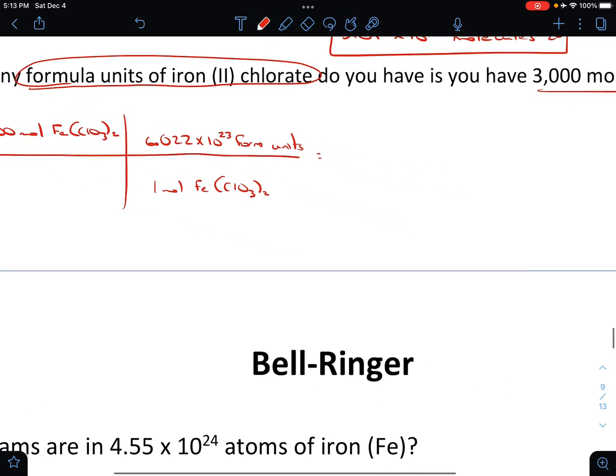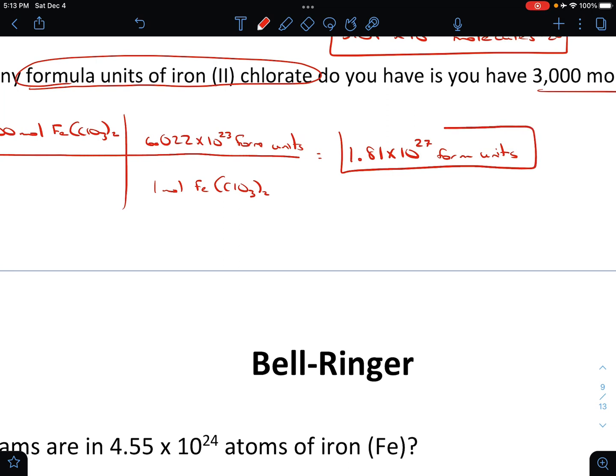And you should get 1.81 times 10 to the 27th. This is a pretty big number, formula units, which makes sense because, well, we had 3,000 moles. Okay, awesome. See you on the next one.